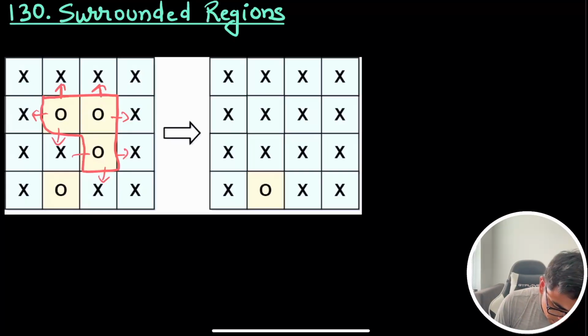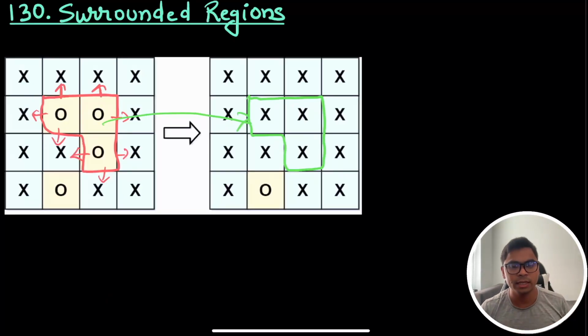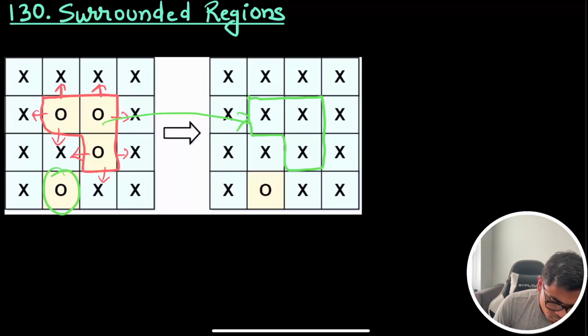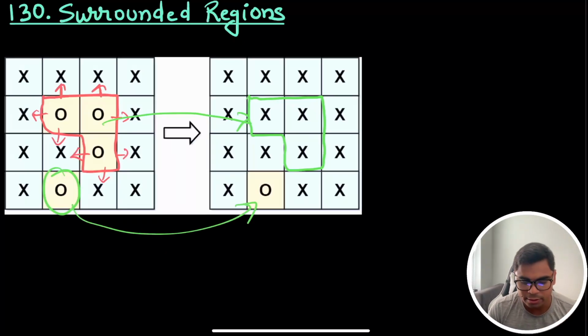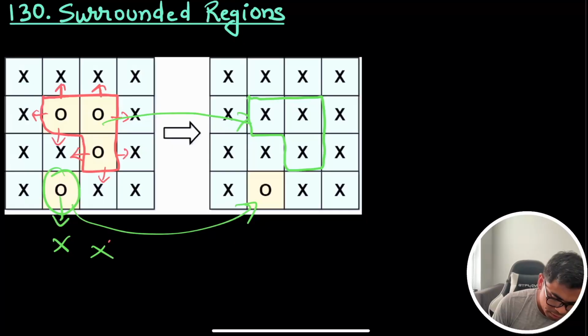As you can see, this right here has been captured, and it has been filled in our answer with the X's. Well, this right here has not been captured. It's present in our answer, and the reason is that it does not have an X. It's a border cell and it does not have an X surrounding it.